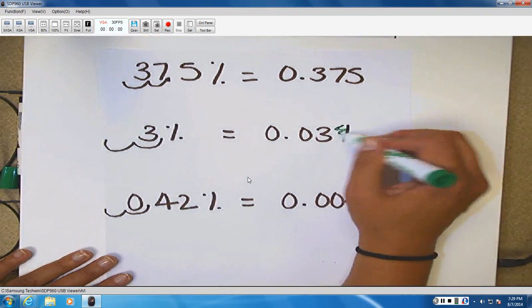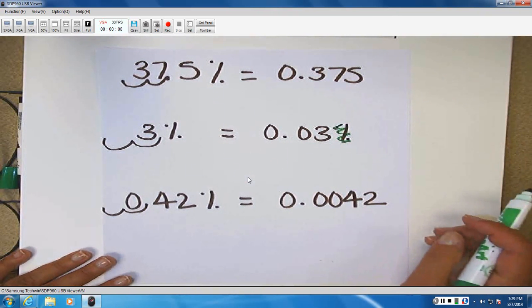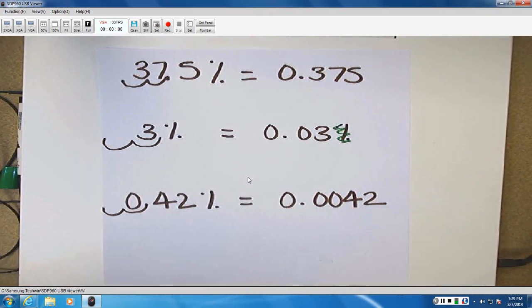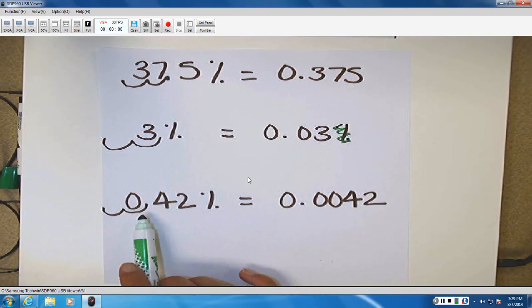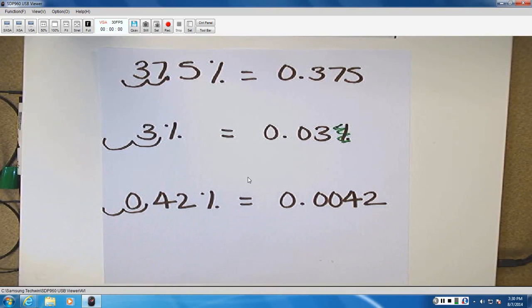That shouldn't be a decimal fraction. Take that percentage off there. So 3% turned into just a simple decimal is actually 3/100ths. And the last one, 0.42%, turned into a simple decimal. I moved my decimal point over 2 places, and I end up with 0.0042.